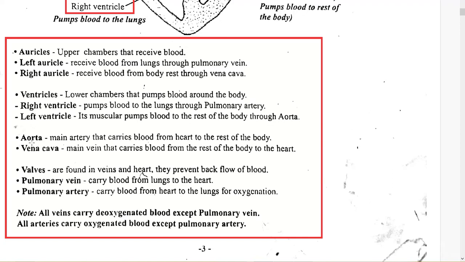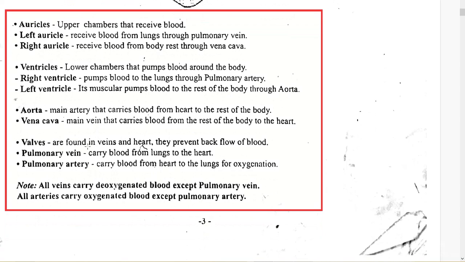We have said that. Aorta, main artery that carries blood from the heart to the rest of the body. Vena cava, main vein that carries blood from the rest of the body to the heart, deoxygenated blood actually. The valves are found in the veins and the heart. They prevent the backflow of the blood. So the work of valves is to prevent what we call backflow, so that blood does not go backwards. And the pulmonary vein carries blood from the lungs to the heart. Pulmonary artery carries blood from the heart to the lungs for oxygenation. That is very correct.